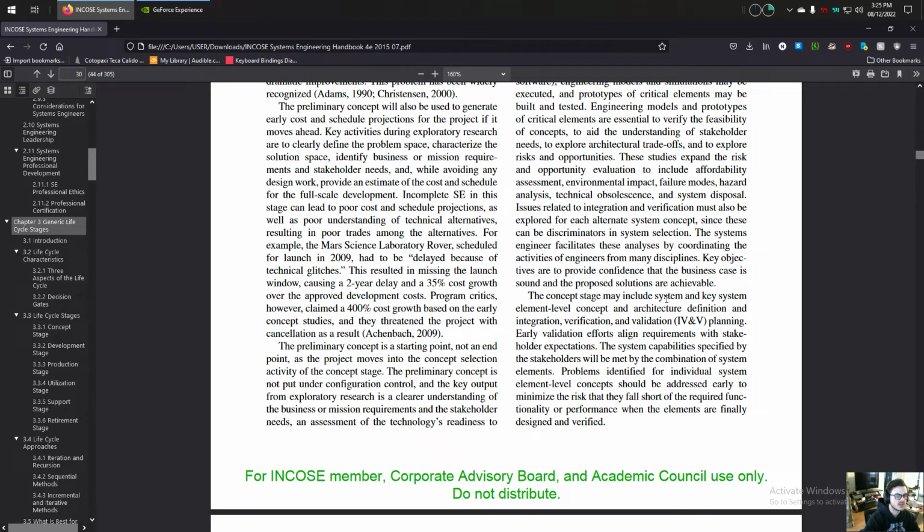The concept stage may include system and key system element level concept and architecture definition and integration, verification, and validation planning. Early validation efforts align requirements with stakeholder expectations. The system capabilities specified by the stakeholders will be met by the combination of system elements. Problems identified for individual system element level concepts should be addressed early to minimize the risk that they fall short of their required functionality or performance when the elements are finally designed and verified.